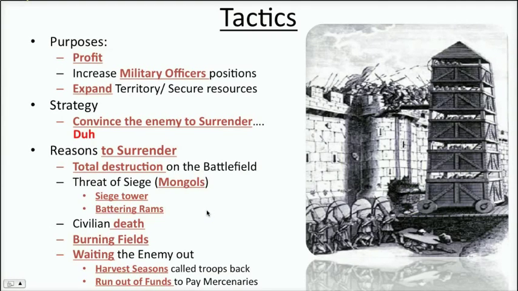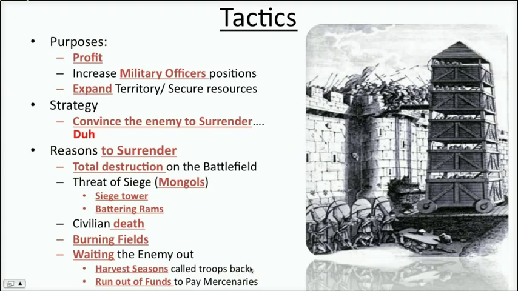So you could certainly be putting yourself up for a very difficult fight if you choose to fight the type of siege warfare the Mongols used. Certainly, if you don't surrender, the civilian death toll could be very high. One of the other tactics that enemies used was burning fields, so they might try to burn your food supply if you don't surrender, ultimately forcing you maybe to surrender so you can save your food supply. Another thing that enemies often did was waiting the enemy out. Harvest seasons called troops back.